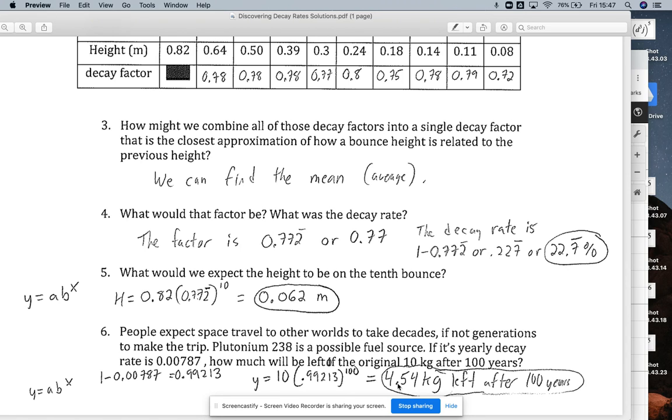We multiply that through. And actually, it's going to have a little bit less than half of what we started off with, 4.54 kilograms left. Looks like we're still going to be traveling after 100 years. At least we'll have enough plutonium if our people have survived all the other problems that we could have in space out there.